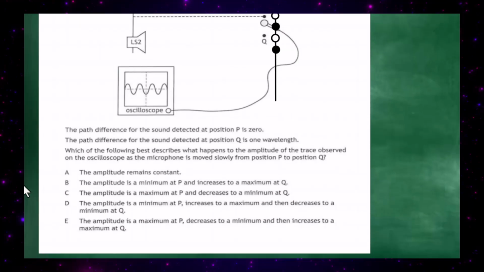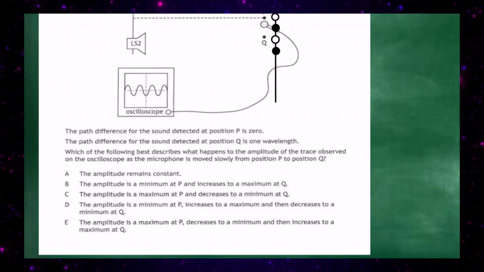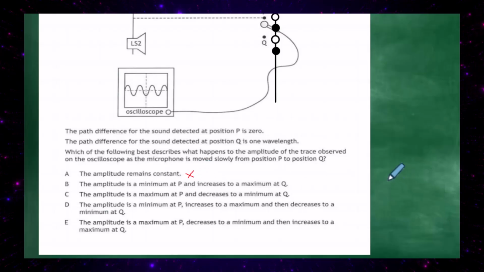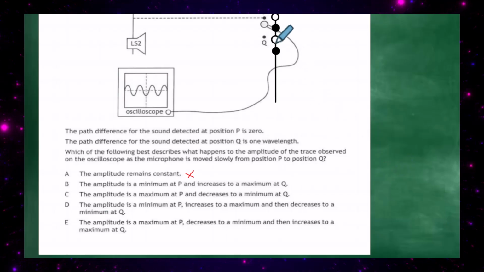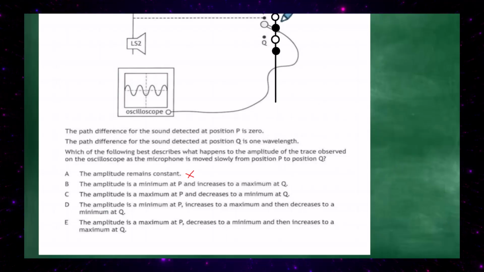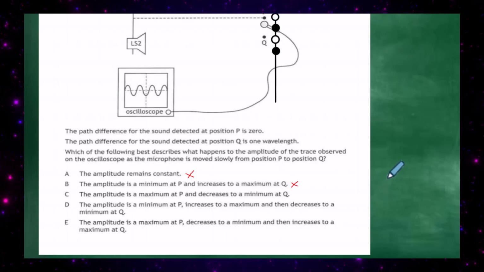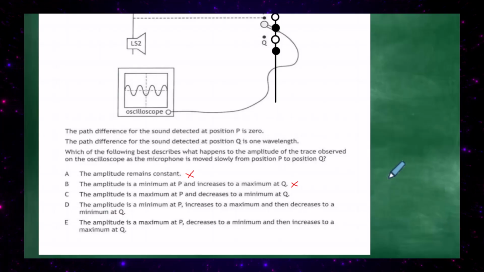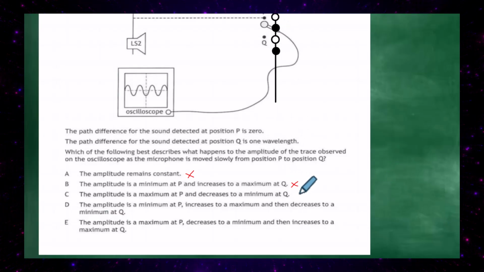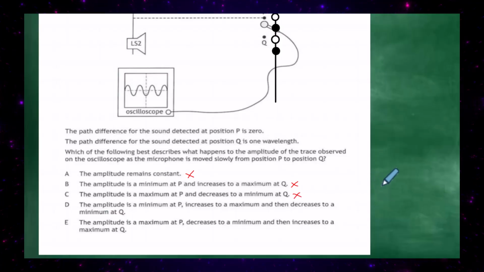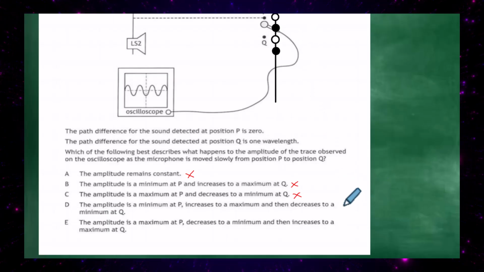So let's see what we can find then. The amplitude remains constant is not an answer, so we can rule that one out. The amplitude is a minimum at P and increases to maximum at Q. No, the central maximum is a maximum one. All the sound waves are in phase, so that one is wrong. The amplitude is a maximum at P and decreases to a minimum at Q. No, because in between you're going to hear a minimum sound, so we can rule that one out as well. Response D, the amplitude is a minimum at P, which is wrong because it's a maximum at P, so we can rule that one out.